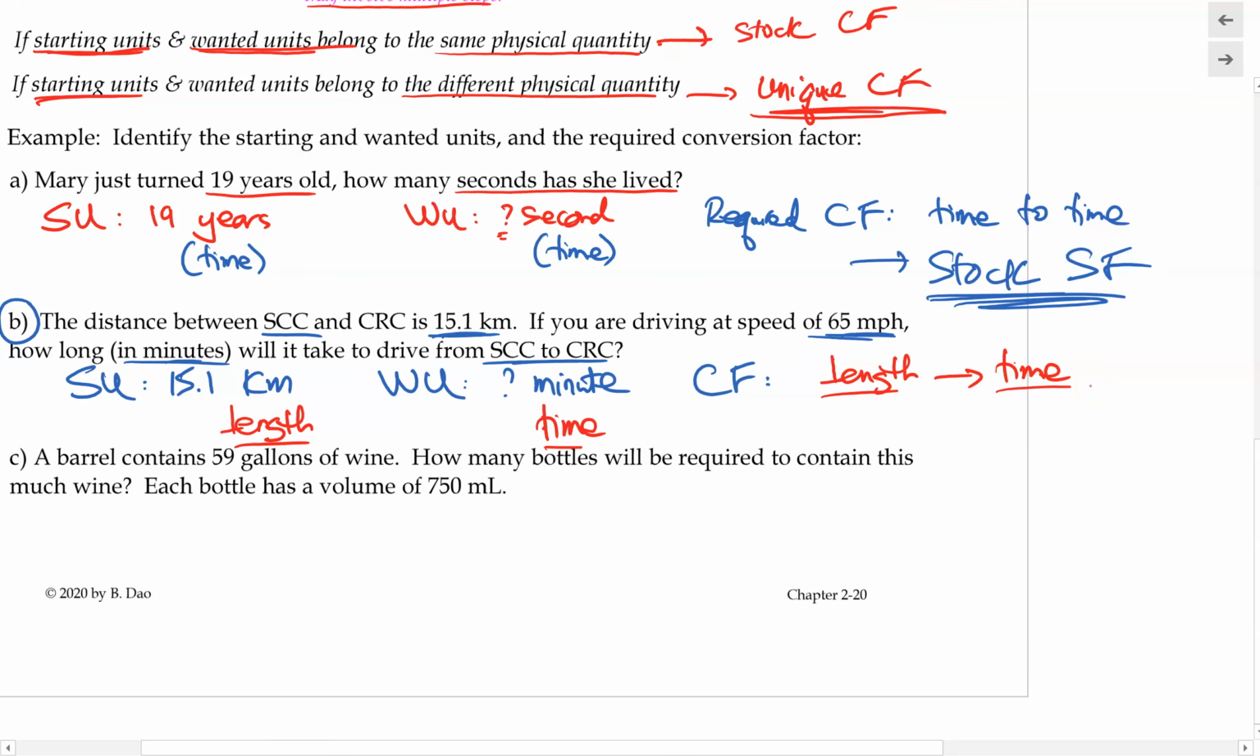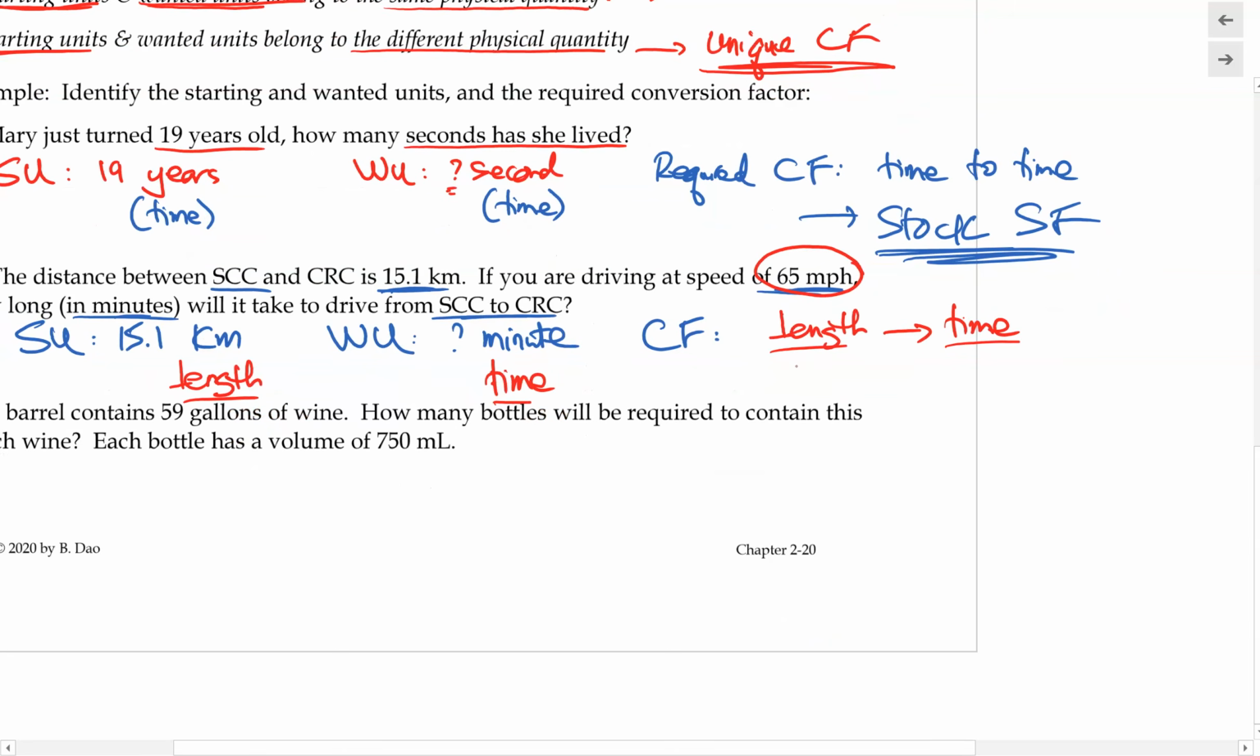So within this problem, they have to provide us with the relationship between distance, between length to time. And that is what this speed would be. 65 miles per hour means that 65 miles equal 1 hour. So in this case right here, miles is the distance of length and hour is the unit of time. So essentially this conversion factor right here is then given to us. And this is the piece of information that we have to use to be able to solve this problem.